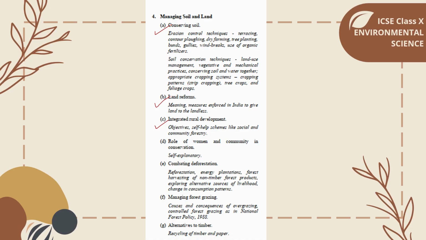Fourth one, we'll also look at the role of women and community in conservation. Then we'll be going on to how we can combat deforestation. Again, what are the different methods by which we can try to stop or reduce deforestation? How we can manage overgrazing in the forest, that is forest grazing. And finally, we'll also look at what are the different alternatives that are there to timber.